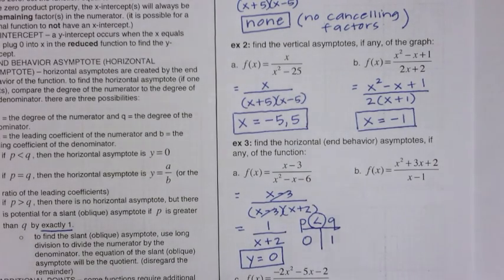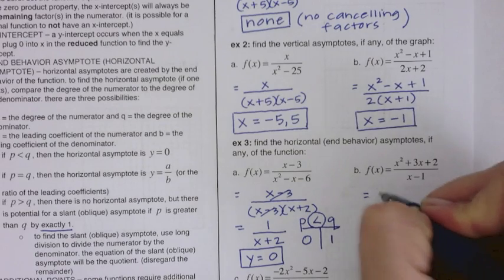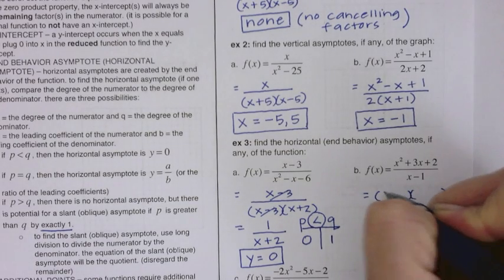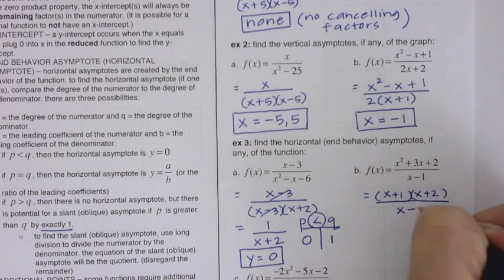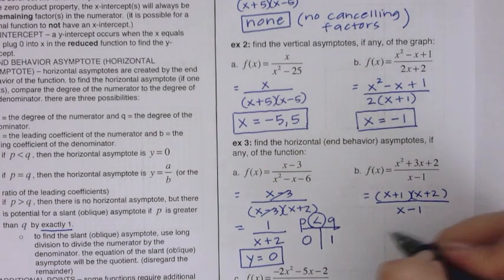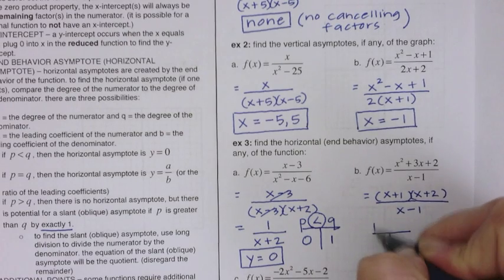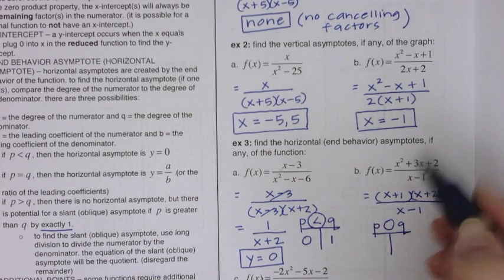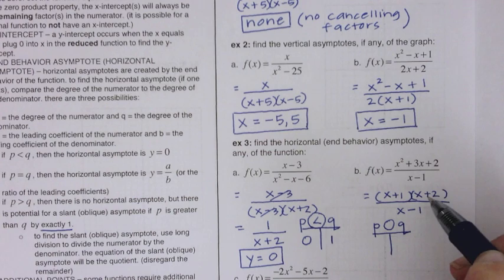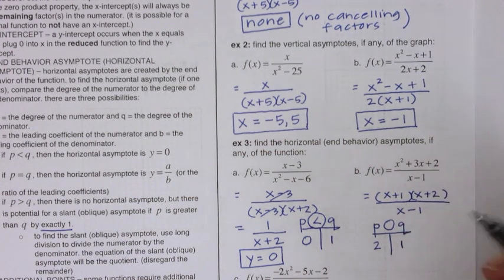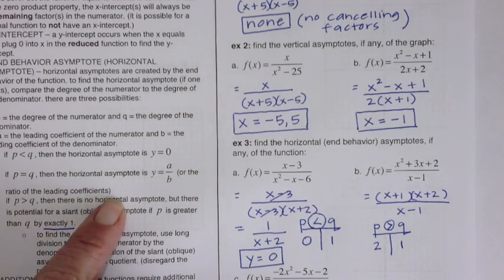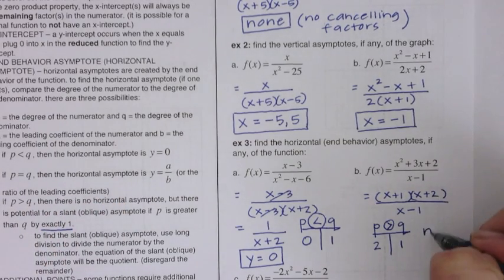All right, moving on to this one right here. I am going to factor it first. And notice that nothing cancels, so I can go straight to my P and Q analysis. So the highest power of x, if I were to unfactor it, is 2 in the numerator, and in the denominator it is 1. So P is greater than Q. So if P is greater than Q, then there is no horizontal asymptote. So we're going to write none.